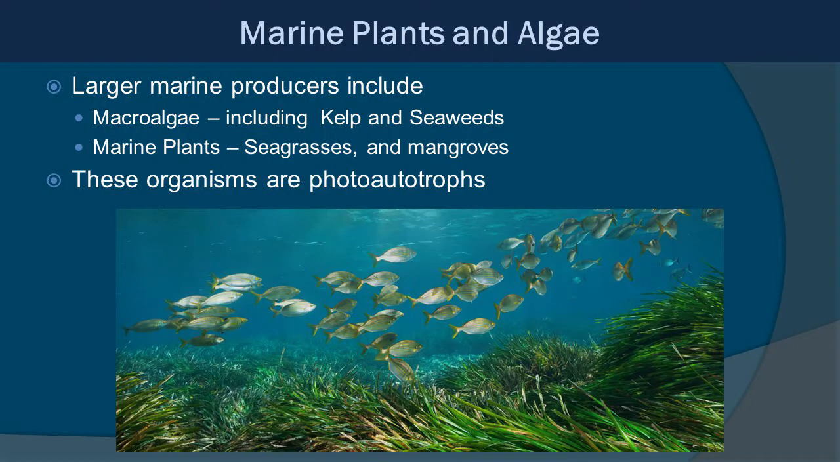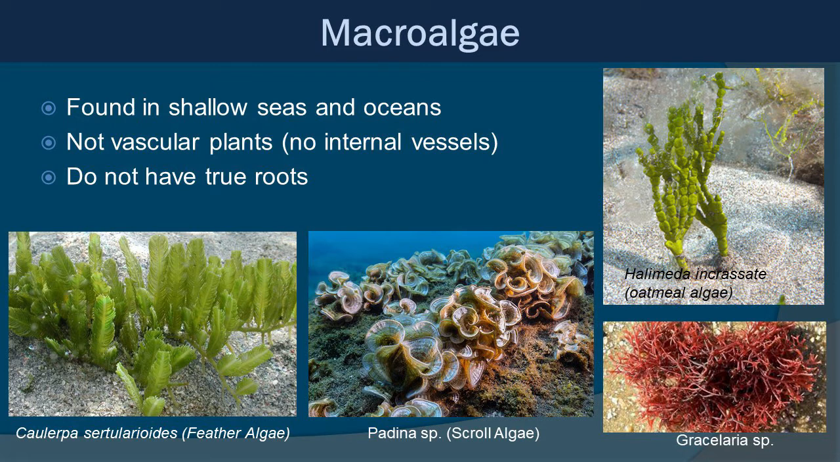Now, we've already talked about phytoplankton as a major producer in the marine environment. Now we're going to look at some of the larger marine producers, such as macroalgae. We've given you some examples of that already in kelp and seaweeds, and also marine plants, including seagrasses and mangroves. These are all what we call photoautotrophs, of course, meaning that they make their own food using sunlight. One of the lesser known marine producers is macroalgae.